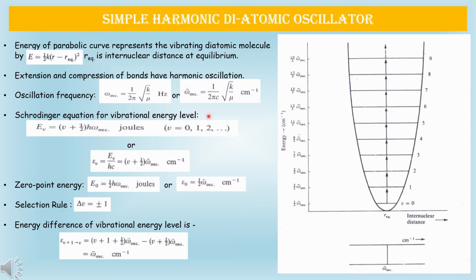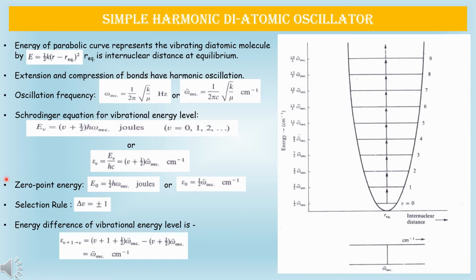The Schrödinger equation for quantized vibrational energy levels gives E_V equals (V plus half) h omega oscillation in joules, where V is the vibrational quantum number. The value varies from 0, 1, 2, 3, etc. If V equals 0, then we get epsilon V equals omega oscillation bar by 2 in centimeter inverse. This implies that for a diatomic molecule the vibrational energy can never be zero. That is, atoms can never be completely at rest with respect to each other. This is known as zero-point energy.